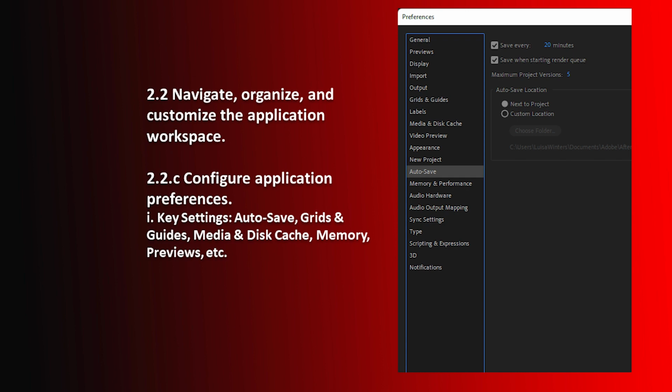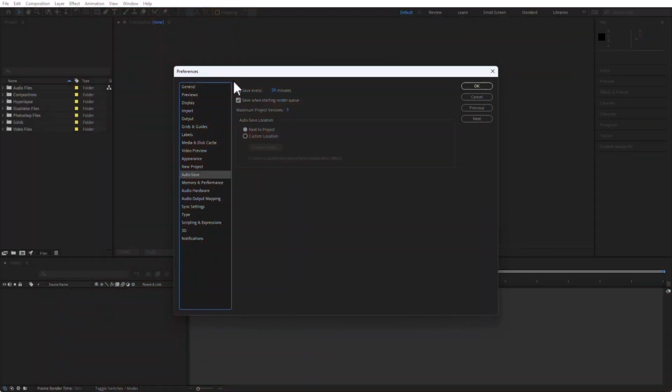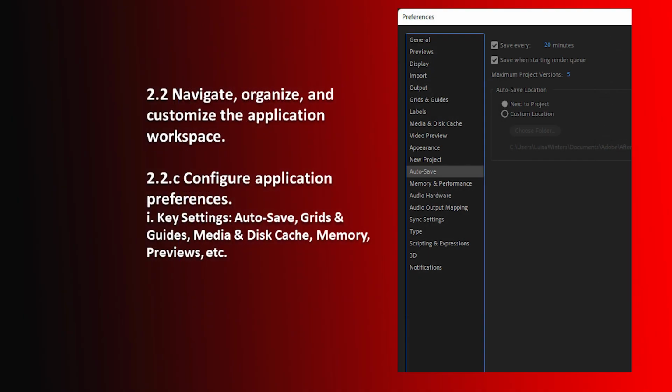Autosave is super important, right? So how many autosaves do you want, and how often do you want the autosave to go? If you are on a system that crashes constantly, I am going to suggest that you lower that number to something like 5 minutes, and then you have a higher project version count than 5. We already discussed grids and guides, but we need to talk about media and disk cache, we need to talk about memory, and we need to talk about previews.